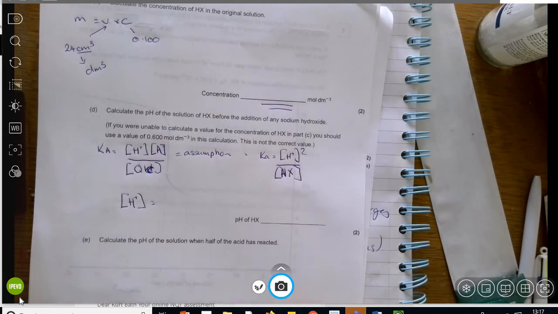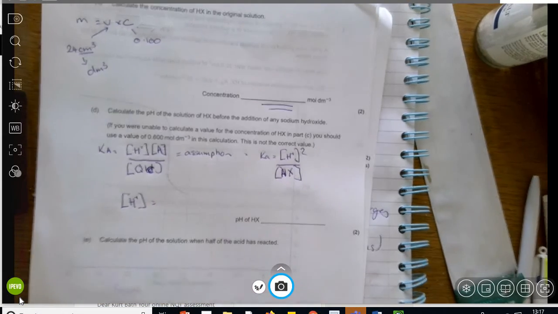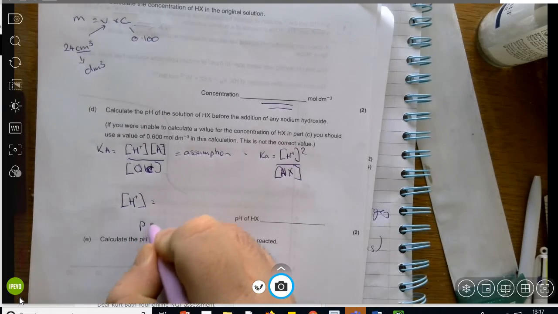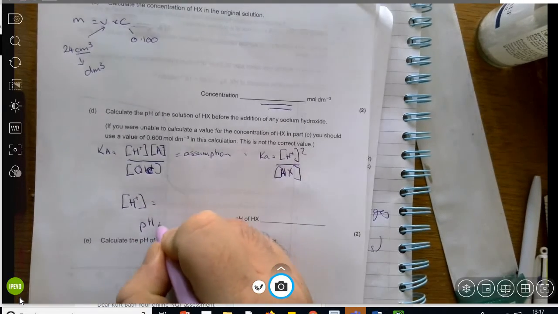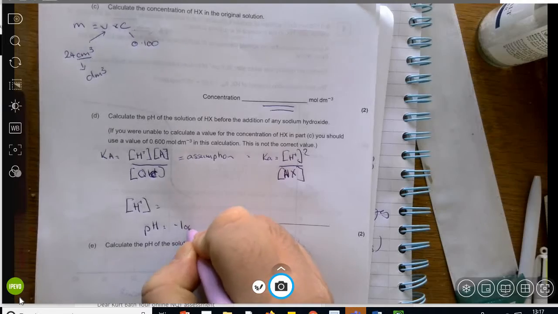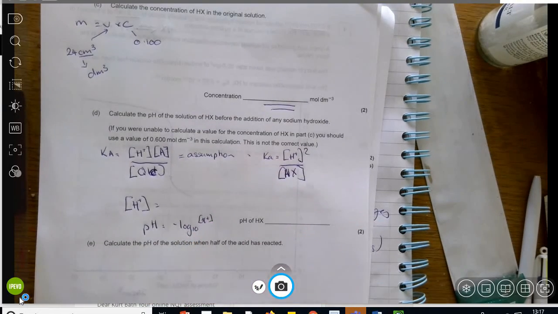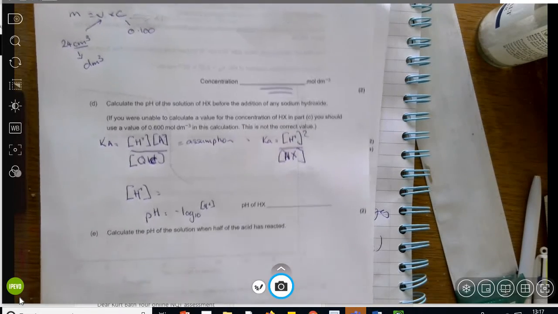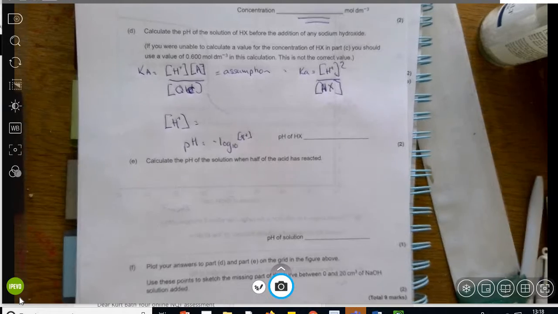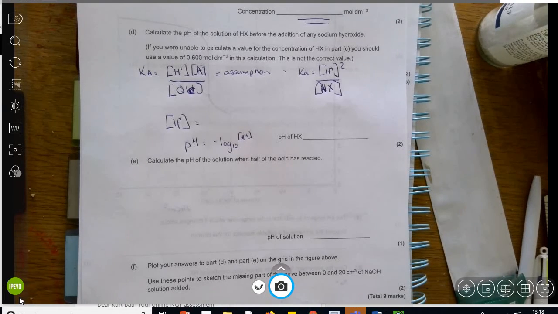at equilibrium at the initial point, and then remember that pH is equal to minus log base 10 of the H+ concentration. So I'm just logging the steps. I'm not showing you the workings out. It's just how you step it.